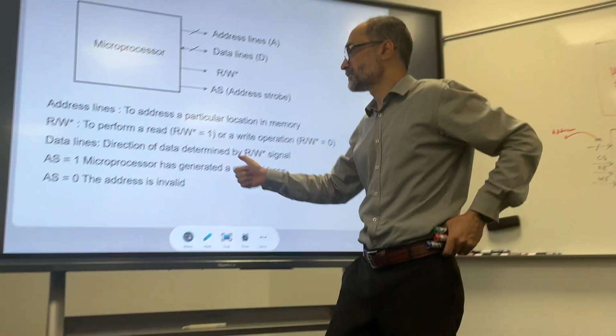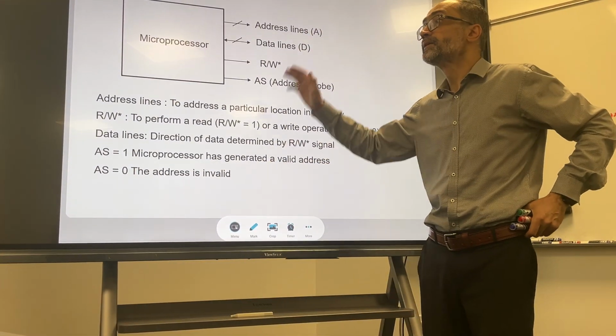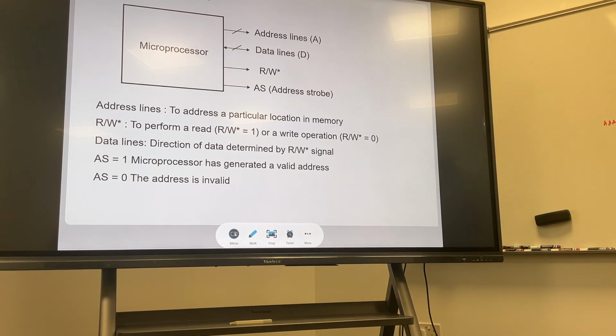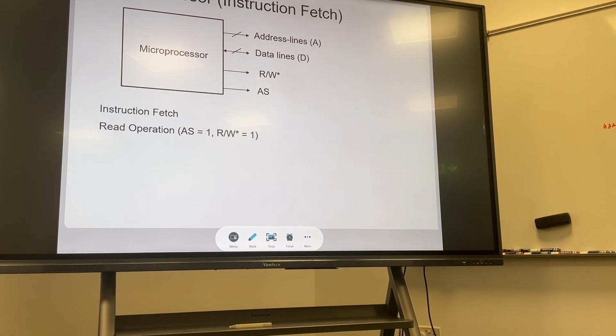The microprocessor has generated a valid address. If address strobe is 0, the address is invalid. Okay, now we will study 4 different cases.